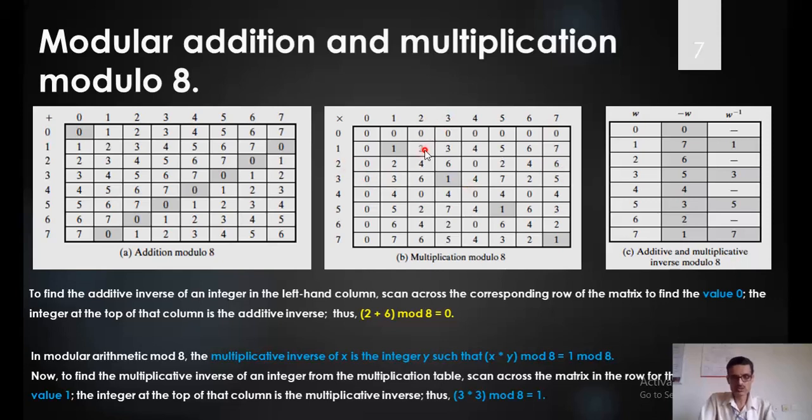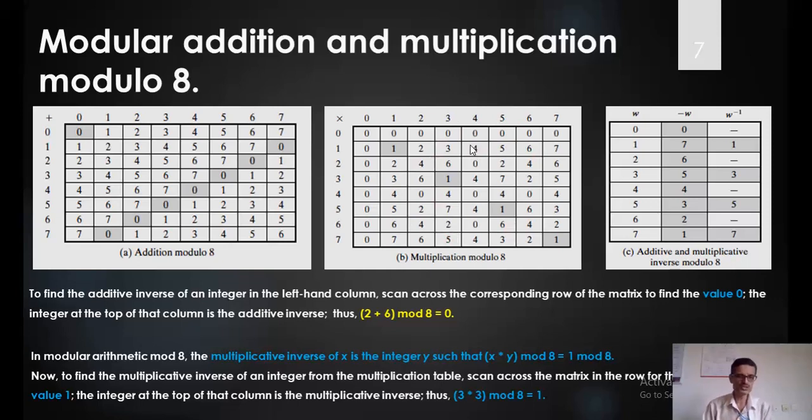2 into 2 is 4, 4 mod 8 is 4 itself. 2 into 3 is 6, 6 mod 8 is 6 itself. 2 into 4 is 8, 8 mod 8 is 0. 2 into 6 is 12, 12 mod 8 is 4, right? In the same fashion, say 7 into 5 is 35, 35 mod 8 is 3. Okay, so you can just fill out these things.